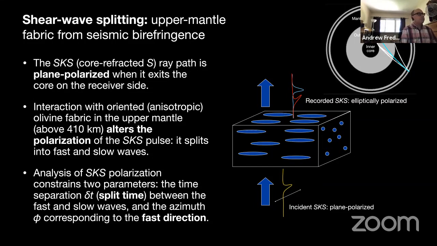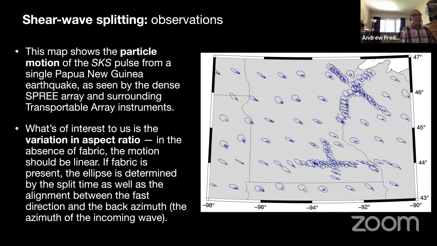So here is some raw data. It doesn't look that raw, but it kind of is. All I've done here is taken the SKS pulse from a single earthquake. This one was in Papua New Guinea, and it's not an accident that I chose this one. It's one of the best splitting earthquakes I've ever seen.